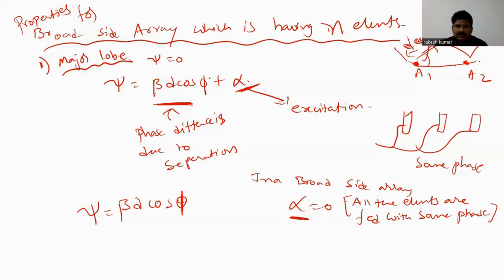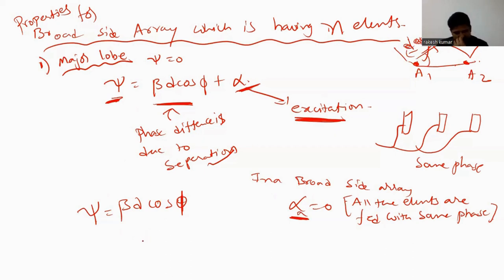So psi, the phase difference, has one part due to separation and another part, alpha, due to excitation. In a broadside array, since all the elements are fed with the same phase, there is no phase difference change, so alpha is equal to 0. So in a broadside array, the phase difference psi is equal to beta d cos theta.